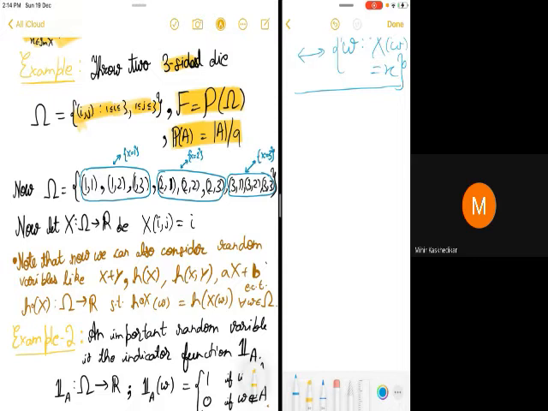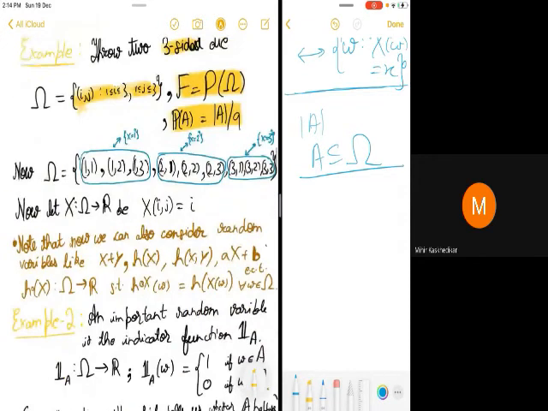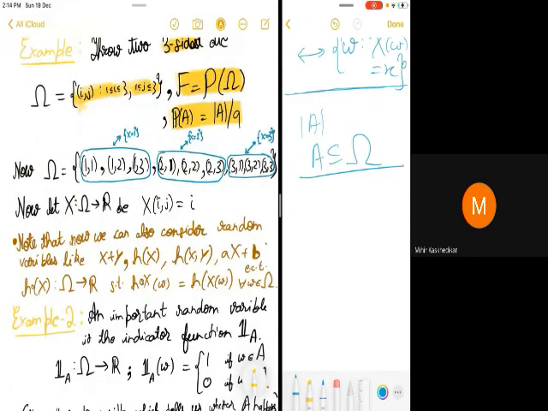So can anybody tell me why this is true? A is any subset of omega, not omega itself. Yeah, because it has |A| elements and each element has probability 1/9. Yes, exactly. So our omega as a set is this.